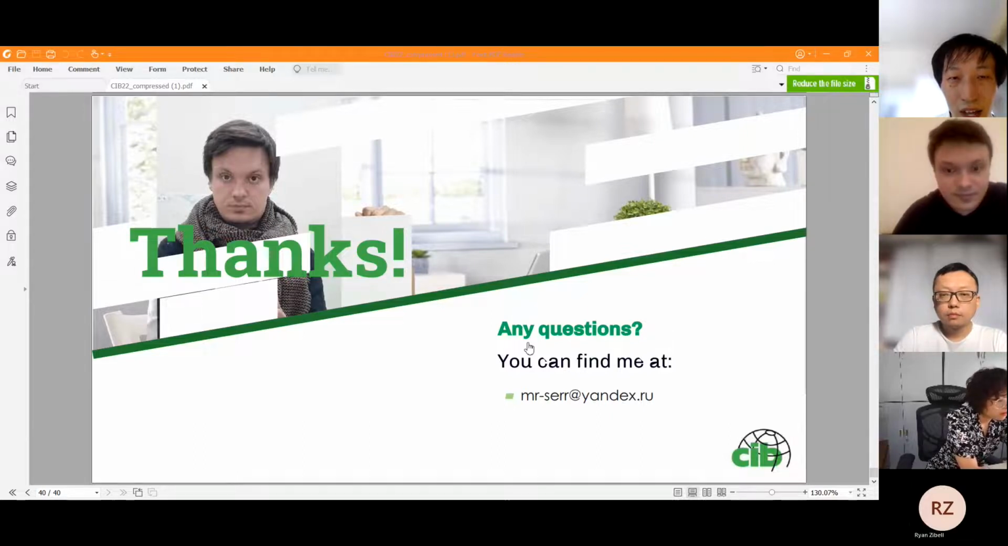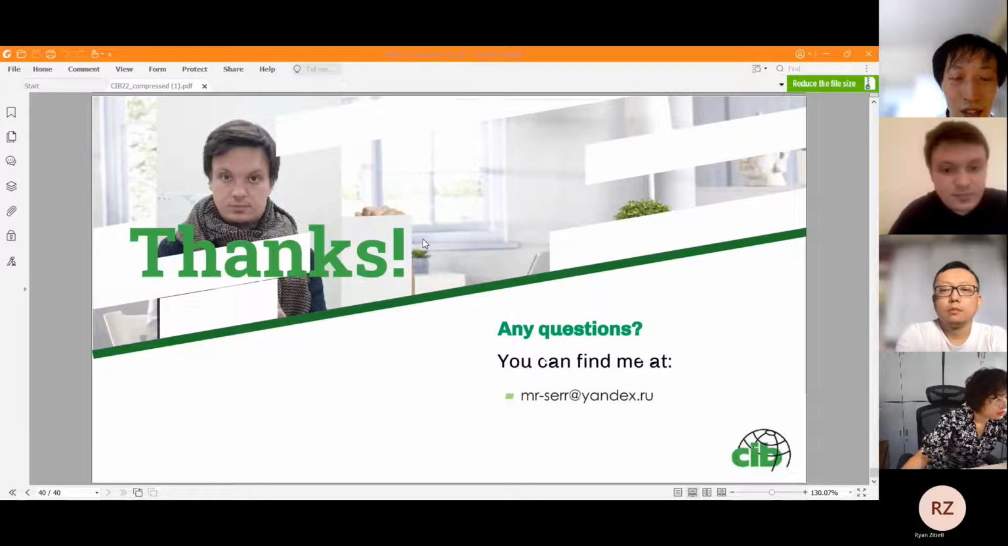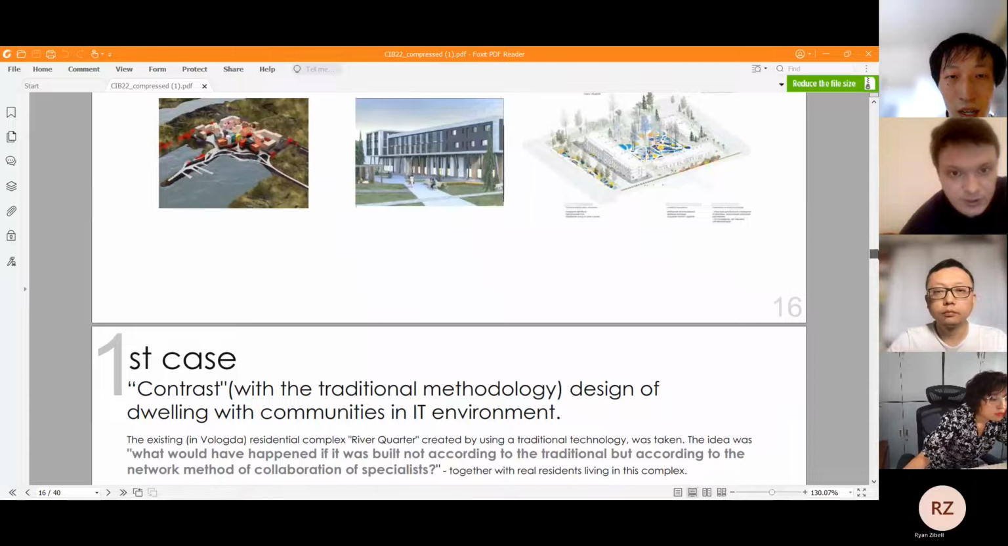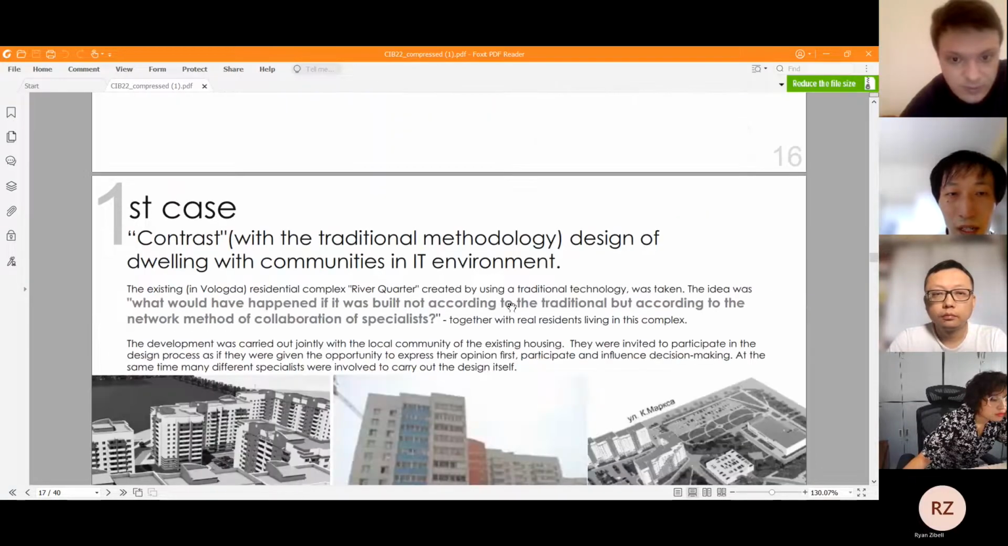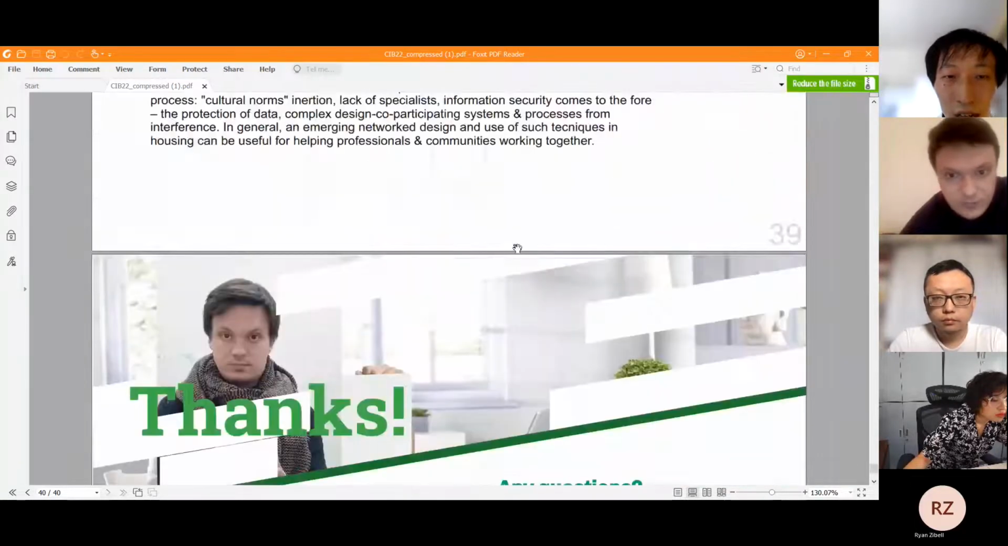Okay. Actually, I have one thing I'm curious about. Can you give us the slide about the third example? I remember there are many participants on every level. Can you give us the slide about the third example? It's the first case, yes? Yes, for the third case. Third case. Okay.